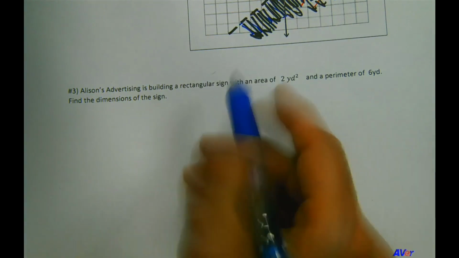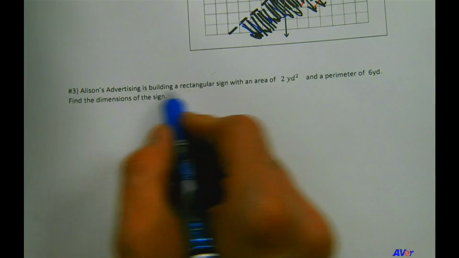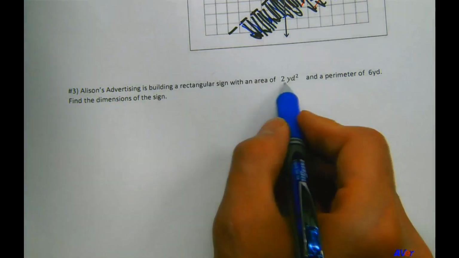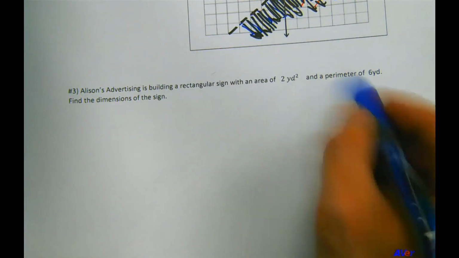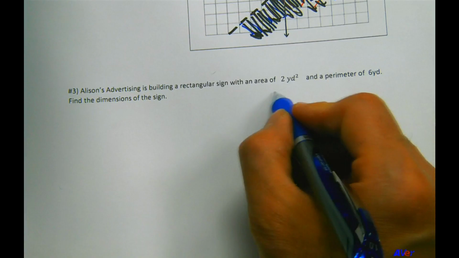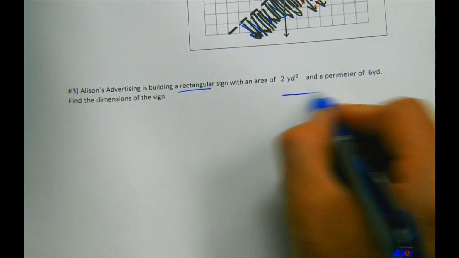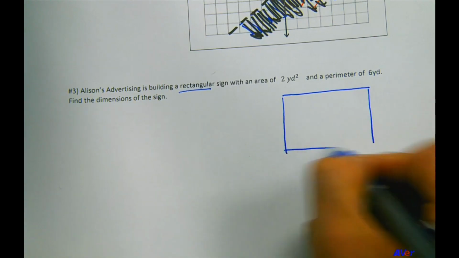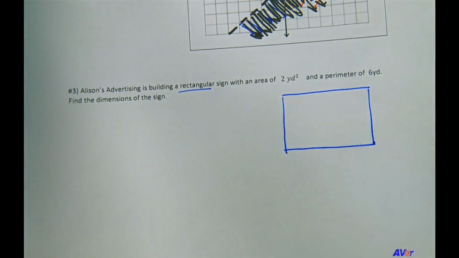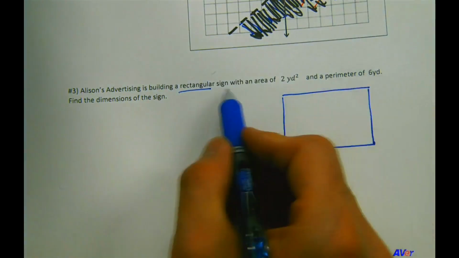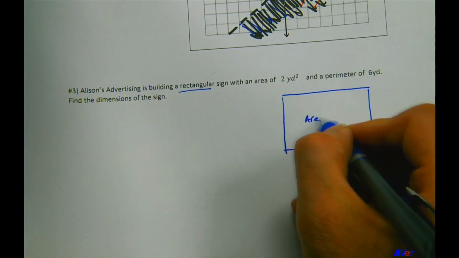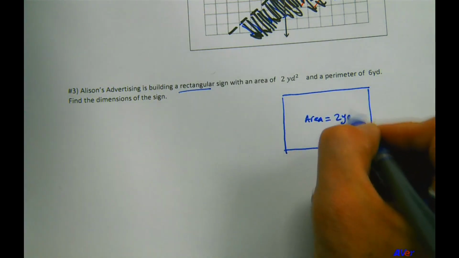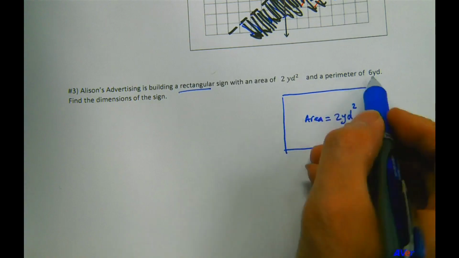All right, so I'm assuming you've already done that, and now you're back with your solution already on the paper. So it says, Allison's Advertising is building a rectangular sign with an area of 2 yards squared and a perimeter of 6 yards, okay? So this is a rectangular sign. Let's draw a picture. Here we have a rectangular sign, maybe a billboard of some kind. And we know that the area is 2 yards squared, okay, and a perimeter of 6 yards.